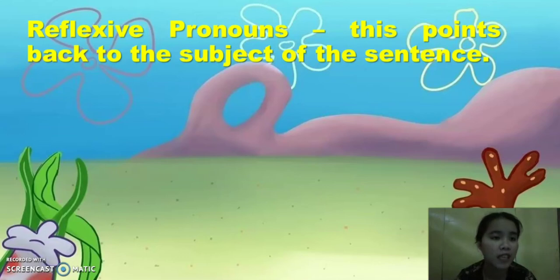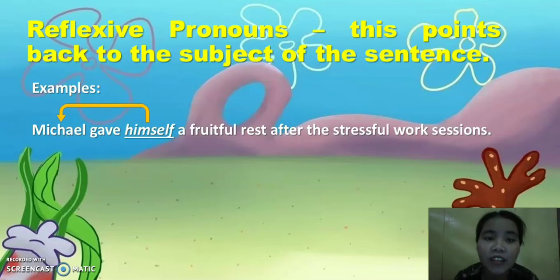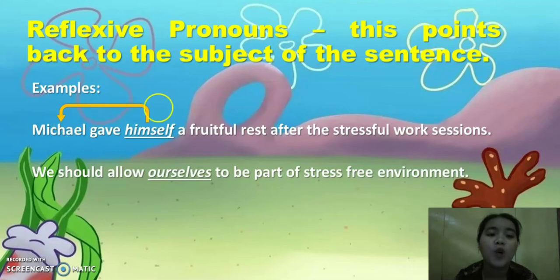So this is an example, class. Michael gave himself a fruitful rest after the stressful work sessions. So this is the compound personal pronoun, right? Himself. And himself is referring back to the noun, which is Michael, or the antecedent Michael. Okay, another example. We should allow ourselves to be part of a stress-free environment.